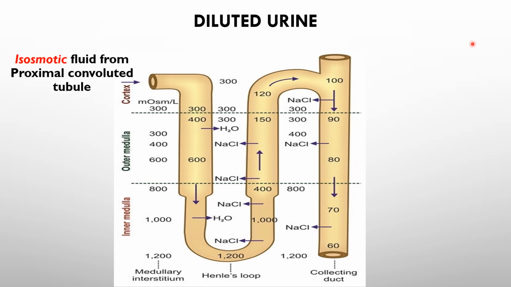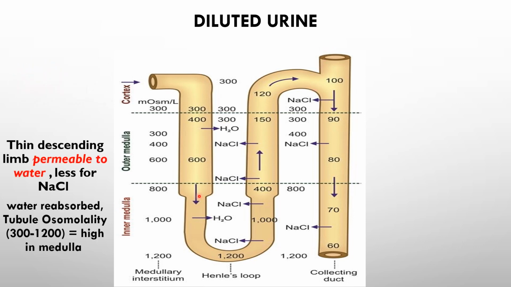The fluid coming from the proximal convoluted tubule is isoosmotic, as the permeability of sodium and water is similar, so it won't affect the osmolarity. So it enters the loop of Henle as isoosmotic, in the thin descending limb which is permeable to water. So water moves to the interstitium to be equal to the medullary concentration.